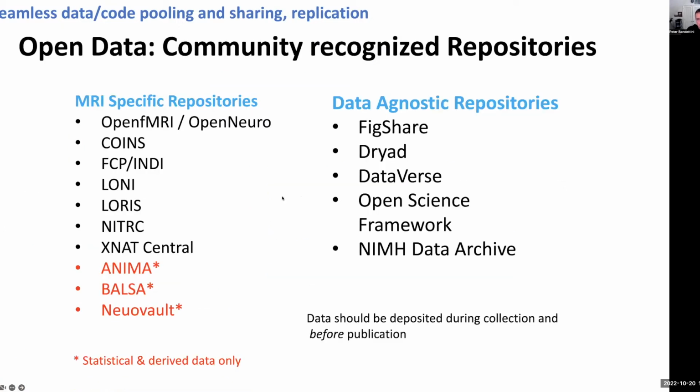Certainly papers are written from these, but the idea is that once the papers are written, all the data is shared. And there's a growing number of databases. There are MR specific repositories, OpenFMRI, OpenNeuro. I'm not going to list all of them, but there's a growing number, and they're all extremely useful.